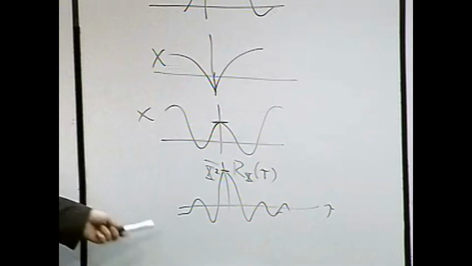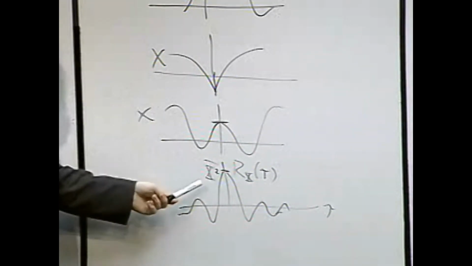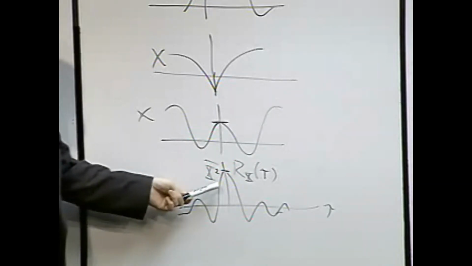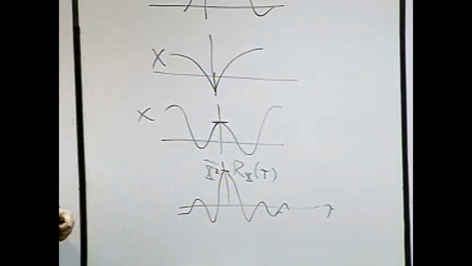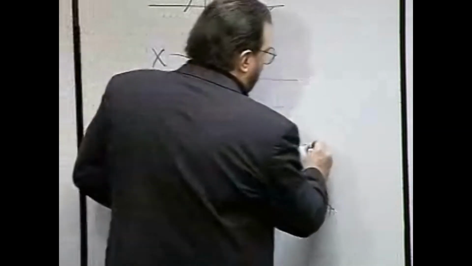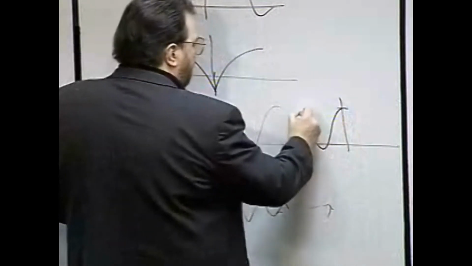You'll notice that it's even. Its value at the origin is the second moment of the process, and the origin is a maximum of the entire process. It is also possible to have an autocorrelation wherein this maximum is repeated.